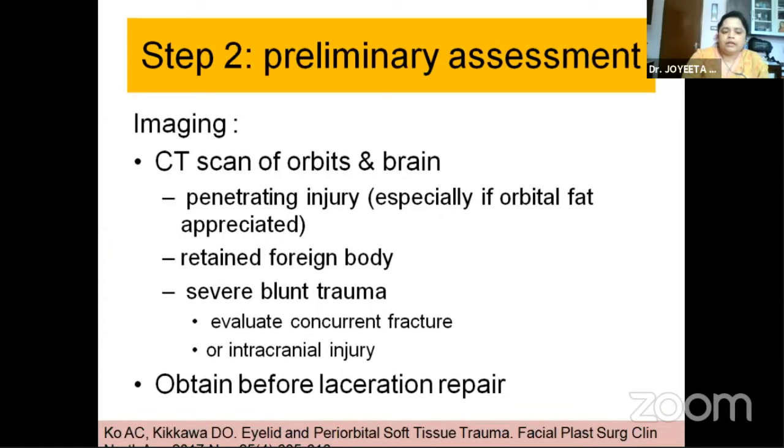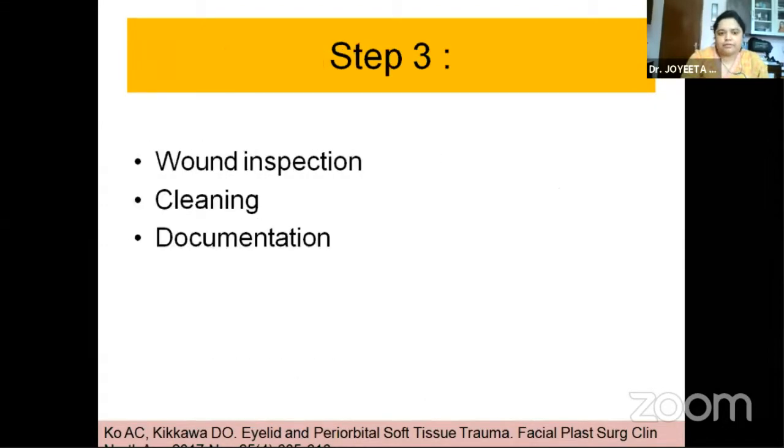In imaging any orbital trauma, CT scan of the orbit and the brain is the imaging of choice, especially in penetrating trauma, in retained foreign body if you are suspecting one, and in severe blunt trauma to evaluate the concurrent fracture and other intracranial injury. And we should get an image, at least, before the laceration repair.